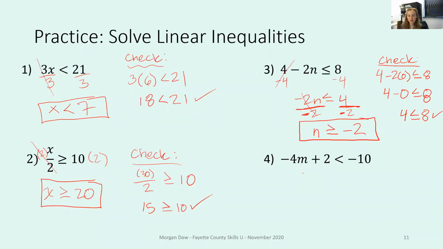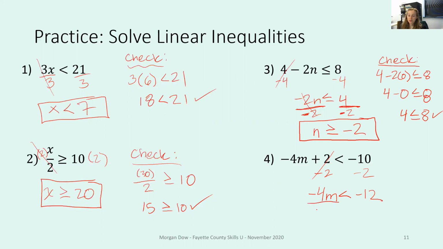All right, and then number 4, I'm going to cancel out that addition first, right? Cancel out that plus 2. Same thing to both sides. I get negative 4 times m is less than negative 12, right? Negative 10 minus 2 is negative 12.